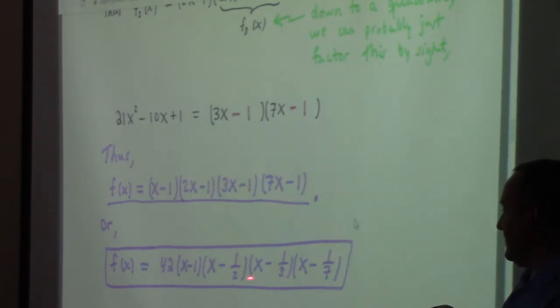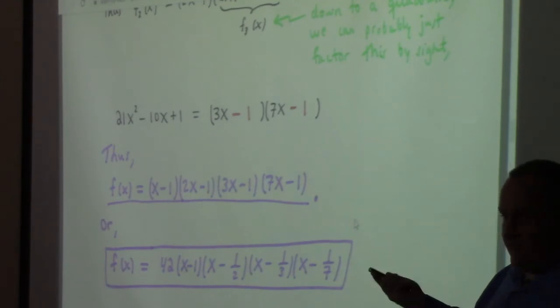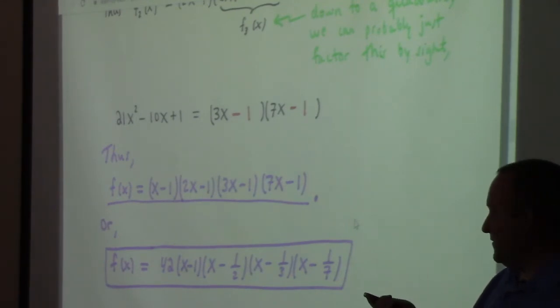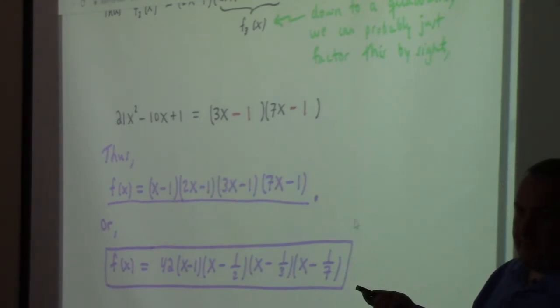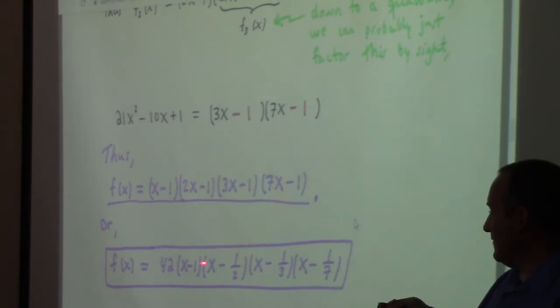Because if this is right, it should be a relatively simple matter to go back to the start and check. Is f of 1/2 0? Is f of 1/3 0? Is f of 1/7 0? We already checked f of 1 being 0, right? So if you go back and check that those things are 0, then it stands to reason that this is probably correct, right?